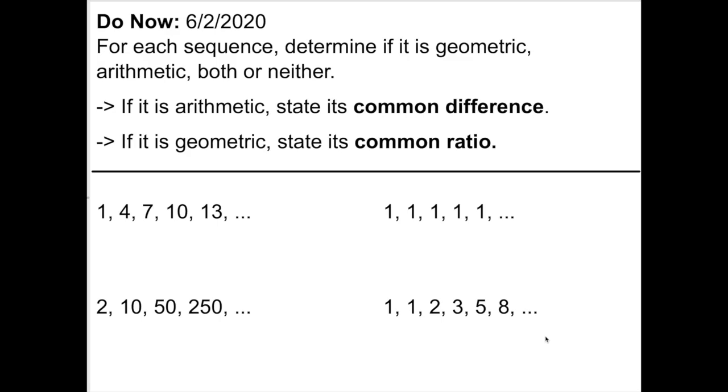It's Mr. Murray coming to you with a do now for course 1 CP for Tuesday, June 2nd, 2020. All right, so what I have for you here is 4 sequences, and for each sequence, I want to know if it is geometric, arithmetic, both, or neither.